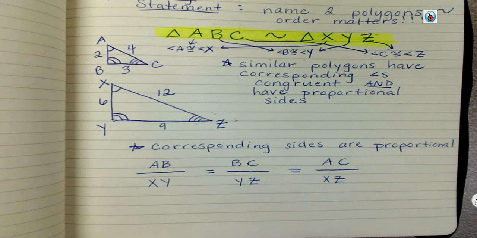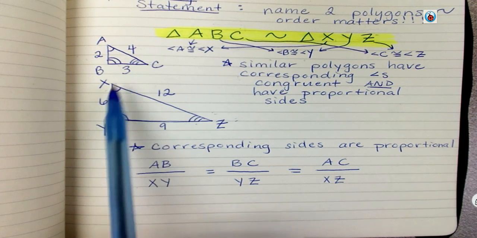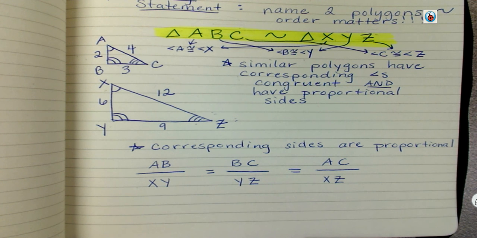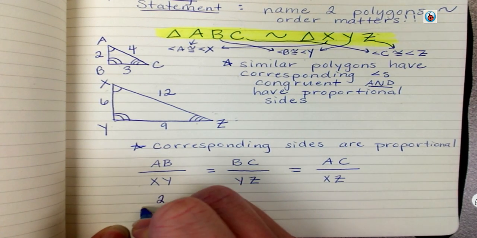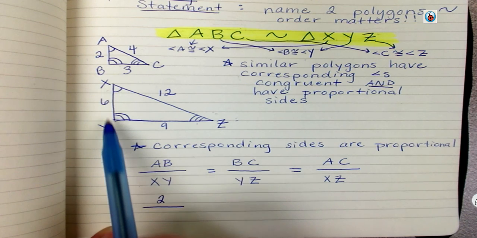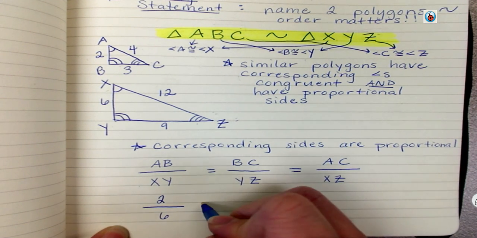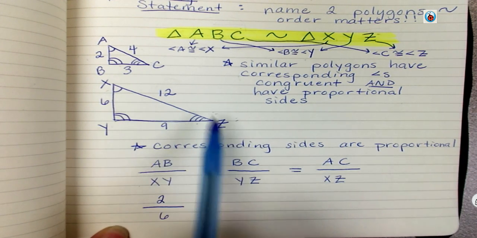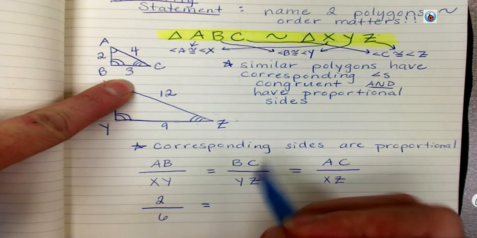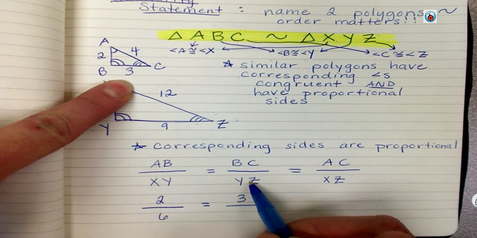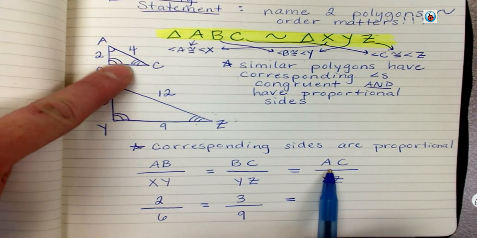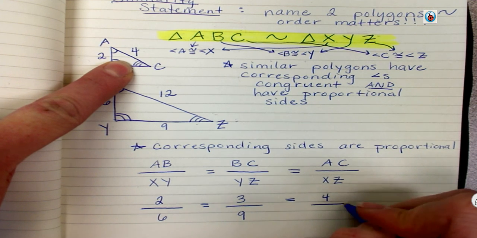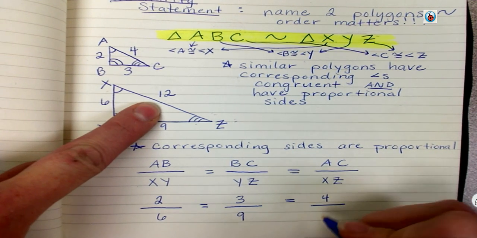So I've now gone and I've drawn in some side lengths for us. We have 2, 3, and 4, 6, 9, and 12. And we want to show that these sides are proportional. So the length of segment AB is 2 units long, so I'm going to replace that. The length of segment XY is 6 units long. The length of segment BC is 3. The length of segment YZ is 9. The length of segment AC is 4. And the length of segment XZ is 12.